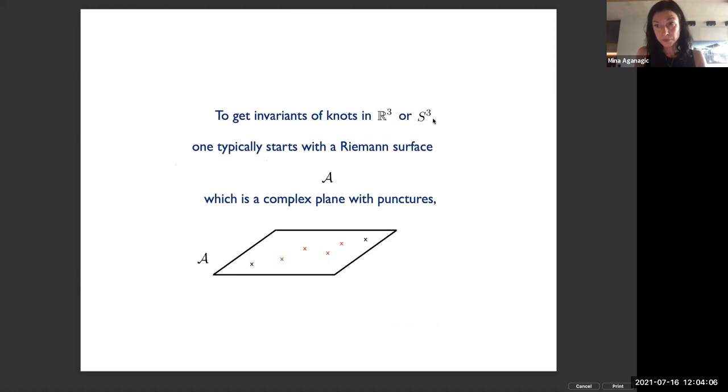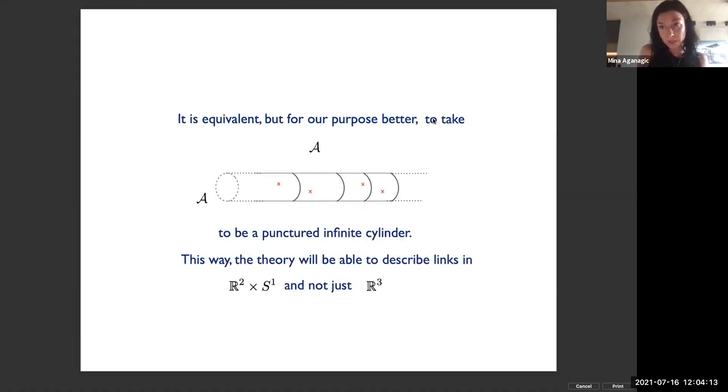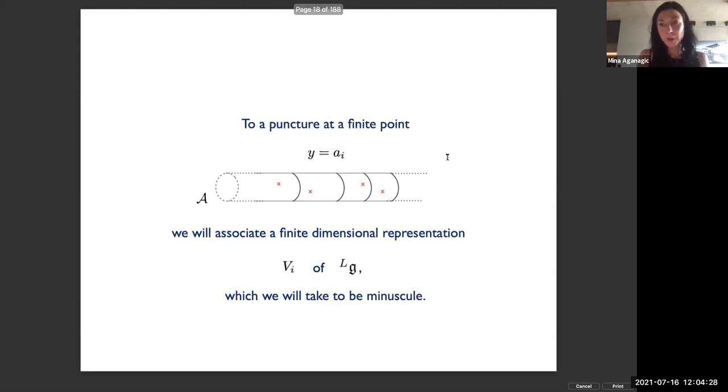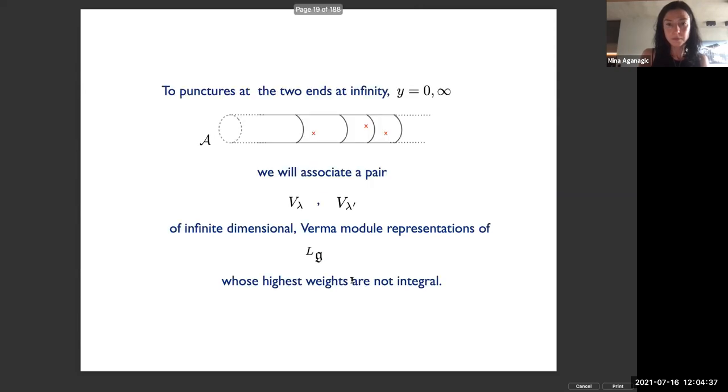To get invariants of knots in R3 or S3, one typically starts with the Riemann surface, which is a complex plane with punctures. It's equivalent, but for our purposes better, to take the Riemann surface to be a punctured infinite cylinder. This way, the theory is able to describe links not only in R3, but R2 times S1 as well. To a puncture at a finite point, we'll associate a finite dimensional representation of the Lie algebra, which throughout the talk will be minuscule. To punctures at the two ends at infinity.